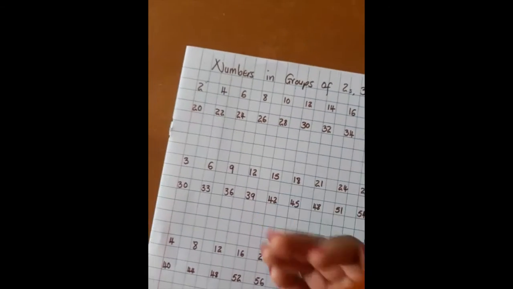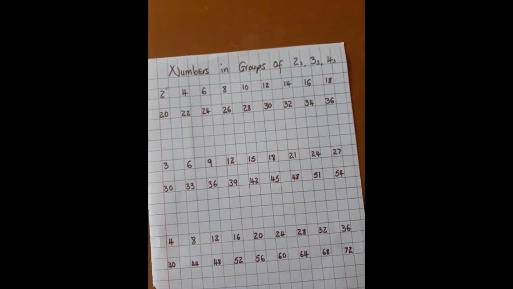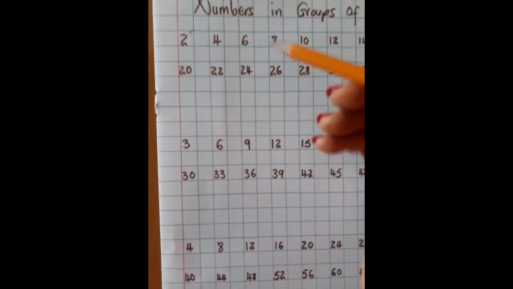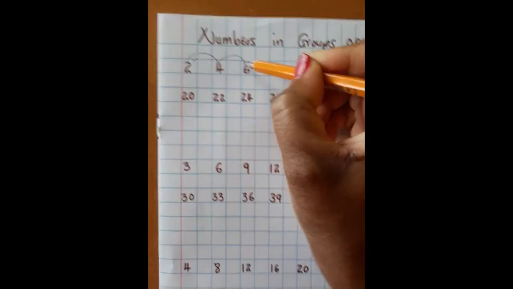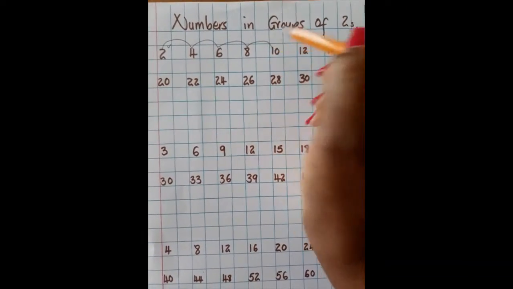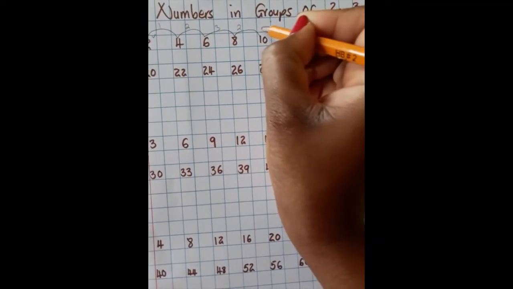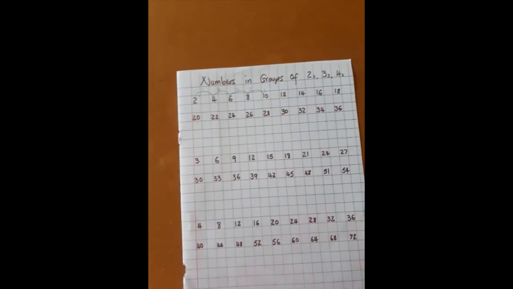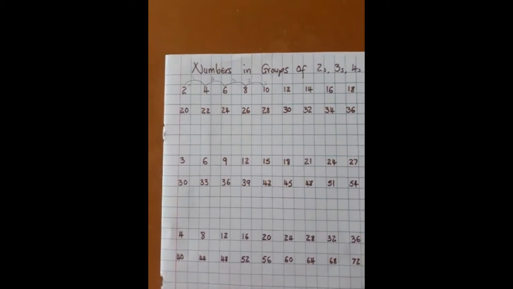Or you can use the chart. Instead of fingers, you can use the chart that you have made. 5 times 2, that means you're going to move 5 steps. You're going to be like 2, 4, 6, 8, 10. How many steps? 1, 2, 3, 4, and here 5. Alright, so this will help you to find the answers easily.